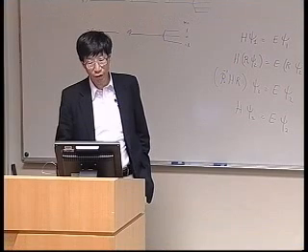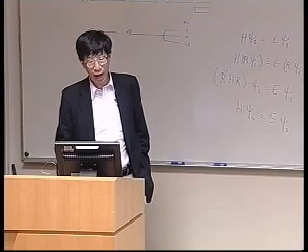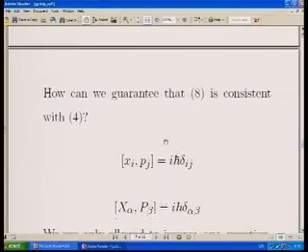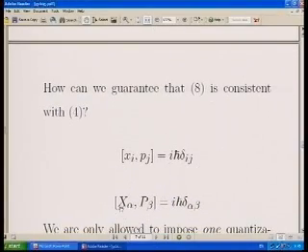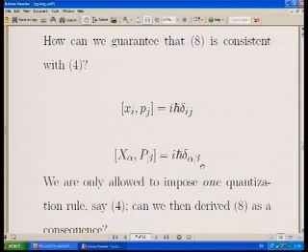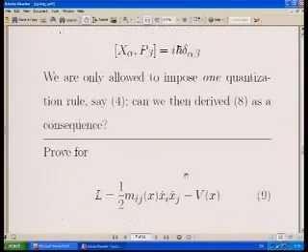But of course, it's really not for me to impose. So how can I guarantee that equation 8 is consistent with this equation? In fact, we are only allowed to impose one quantization rule, say this one. So we need to derive this one as a consequence of this one. So I start with this one. I want to derive this one, where capital X is a generalized coordinate.